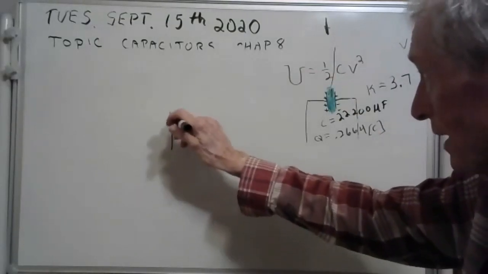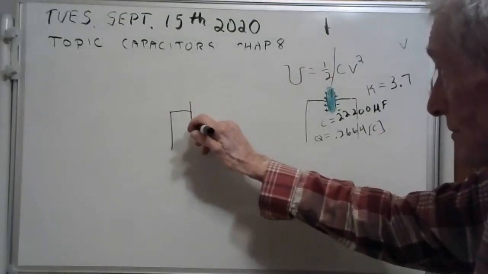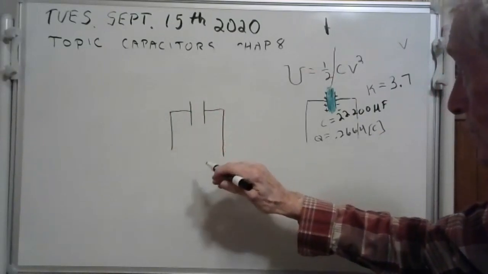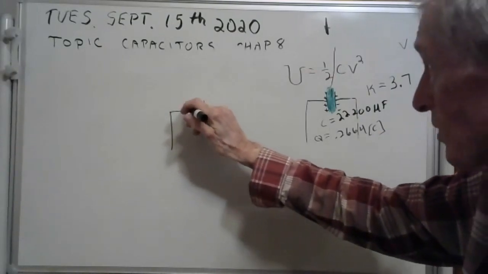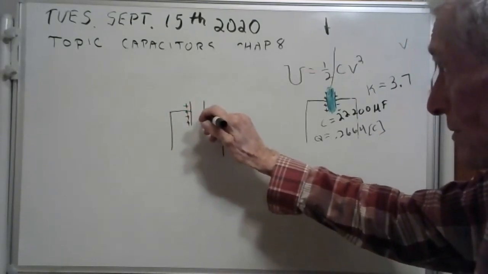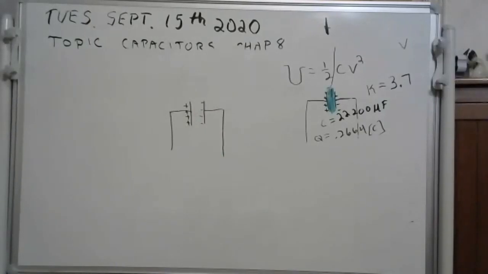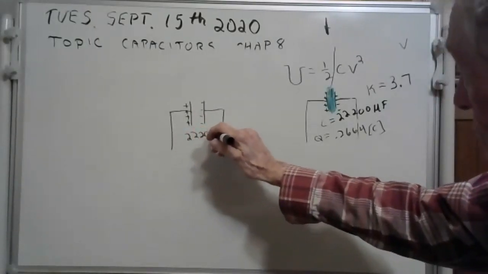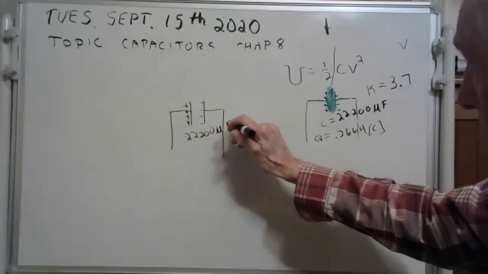Now here's what you got now. There's no battery now. There's no battery, but these charges are the same. They can't go anyplace because, remember, paper is a non-conductor. You still have 22,200 microfarads.